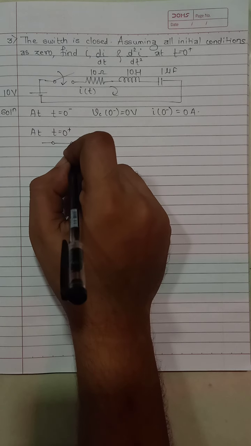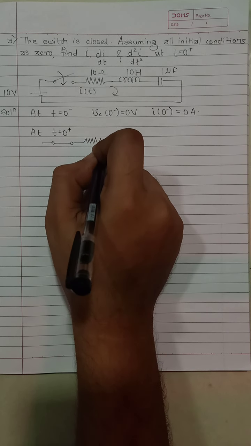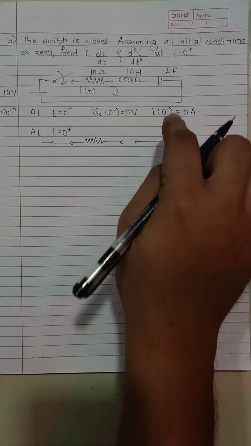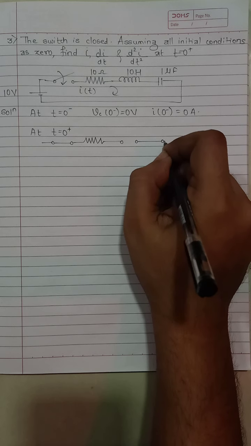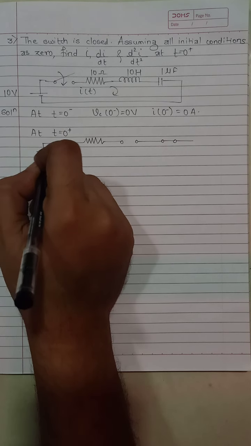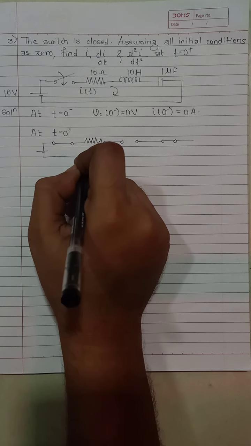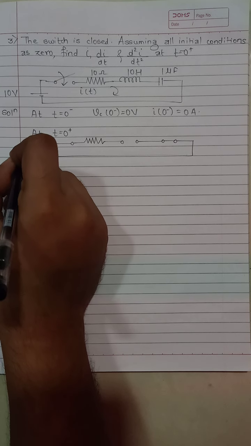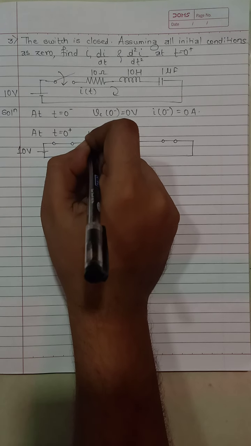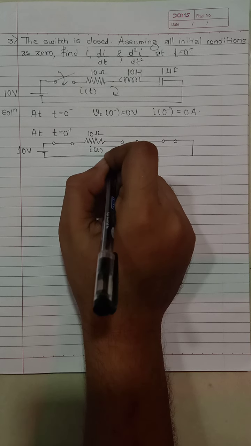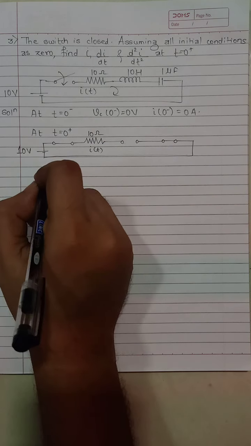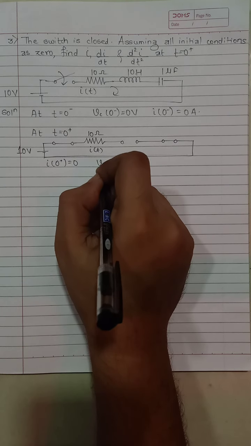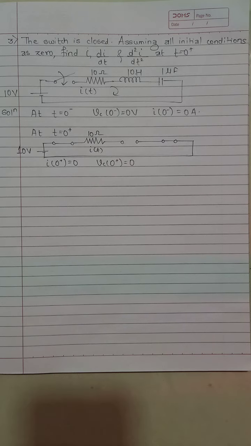The switch is closed, you have the resistor, the inductor is open circuited since the initial current is 0, the capacitor will be shorted, and you have the voltage source. This is how the circuit looks: 10 volts, 10 ohms, and I of t. But since this is an open circuit, current at 0 plus will be 0. Voltage across the capacitor at 0 plus is again 0.